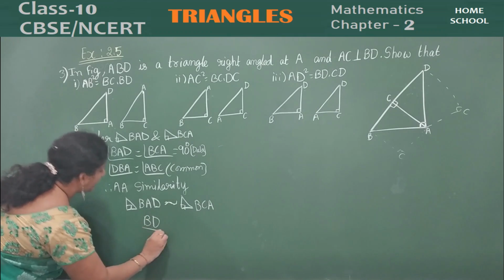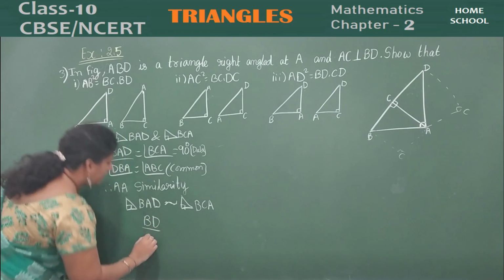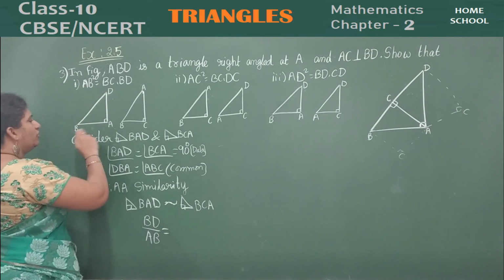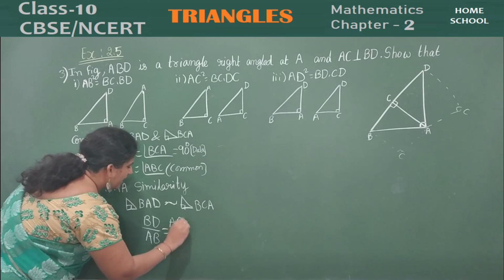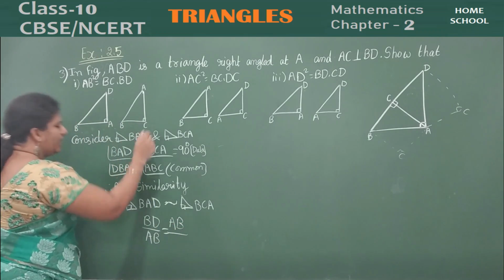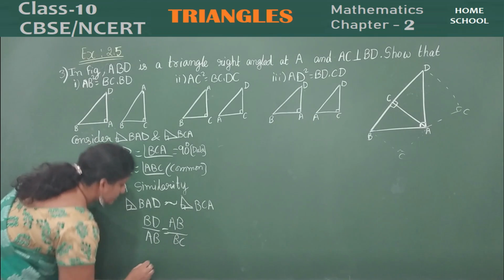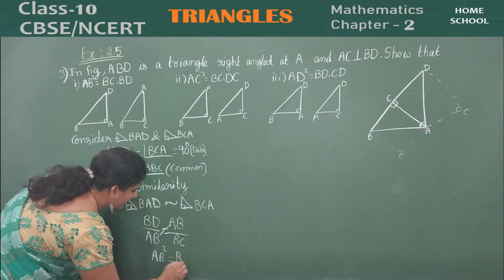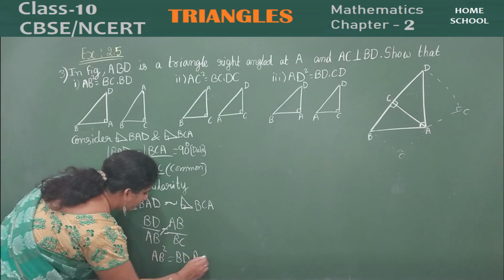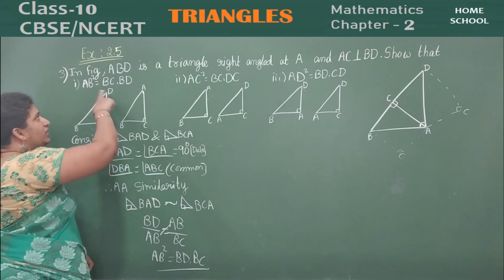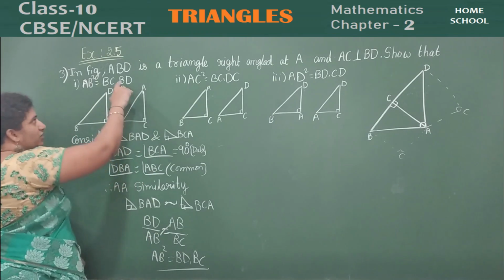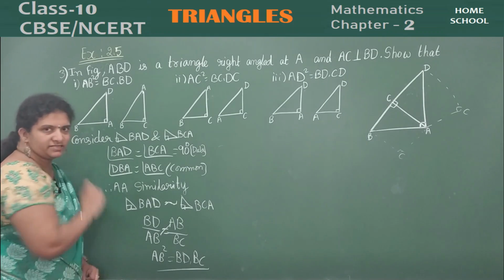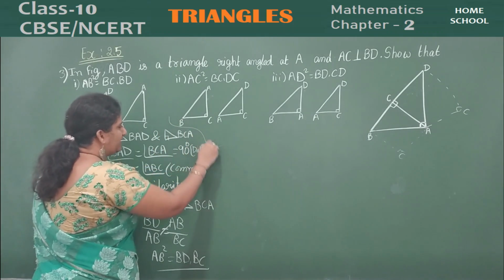Consider this triangle. BD by AB, or BA you can write, BD by AB is equal to BA, or AB I will write children, AB by BC. So cross multiply, AB into AB, AB square is equal to BD into BC. That is the thing we need to prove here. AB square is equal to BD into BC or BC into BD, both are same. Hence it is proved. First one is completed.